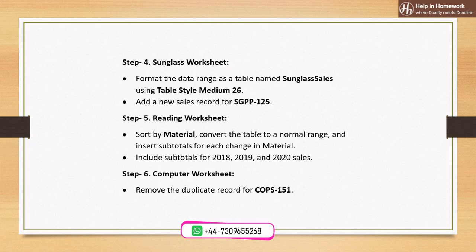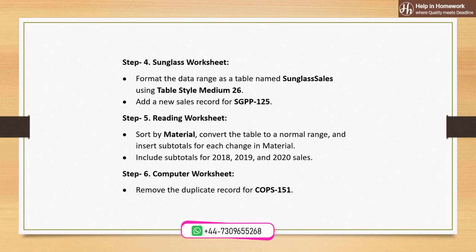Step 5. Reading worksheet. Sort by material, convert the table to a normal range, and insert subtotals for each change in material. Include subtotals for 2018, 2019, and 2020 sales.